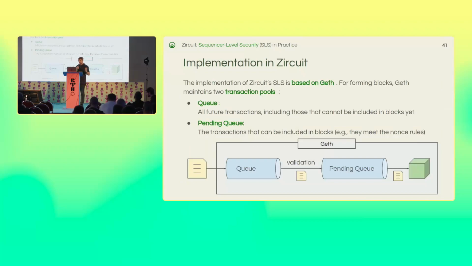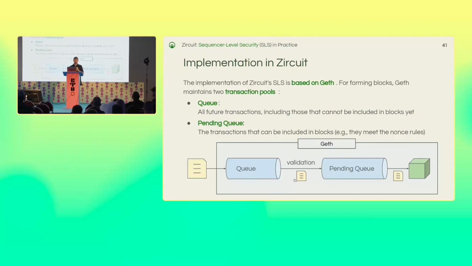So how does it work in the background? The implementation of Zerkit is based on Geth. Geth maintains some very creative naming for pools of transactions. It puts all the transactions that it receives from users that are properly signed in something called the queue. And then it also has something called the pending queue, where it moves the transactions that are ready for immediate inclusion in the next block, for example, because they already meet the nonce rules and so on.